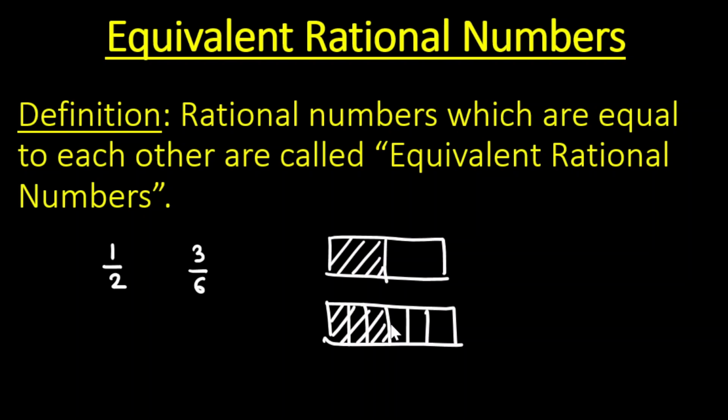As you can compare the sizes, the amount of chocolate eaten by me in the first case and in the second case both are equal. So even though these two rational numbers are represented in different way but their value is equal, such type of rational numbers are called equivalent rational numbers.